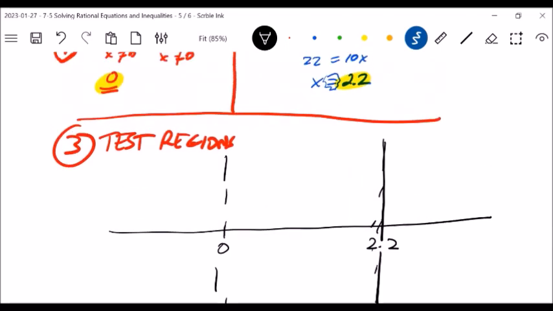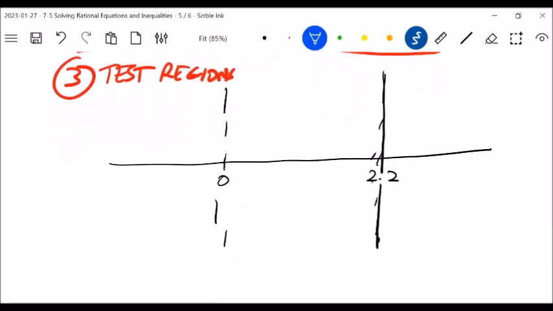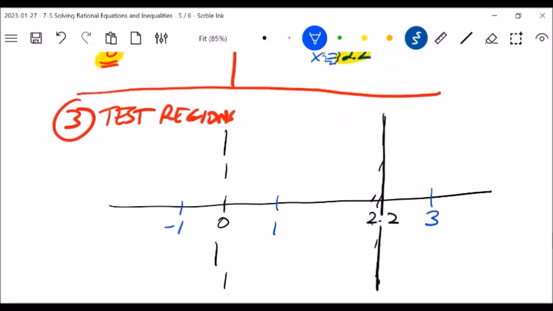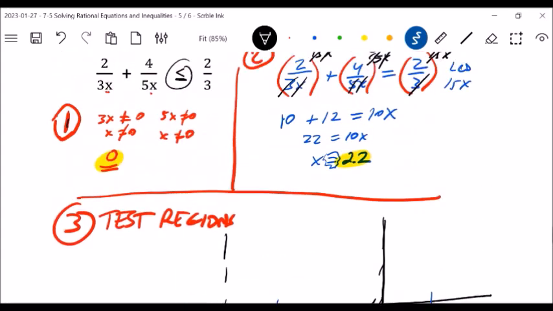The steps we do here is we pick numbers in each of the regions. Less than 0, the easiest number to work with is probably -1. Between 0 and 2.2, the easiest number to work with is probably 1. Above 2.2, the easiest number to work with is probably the first integer, which is 3. And now we take the original inequality and we put those in.